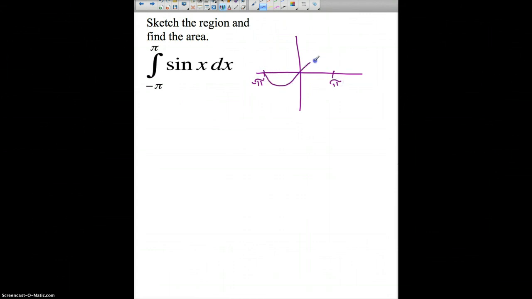It looks like this. It goes up to +1, down to -1. From -pi to pi, so we want this region. And remember we talked last time that the region under the x-axis is negative and the region above is positive.